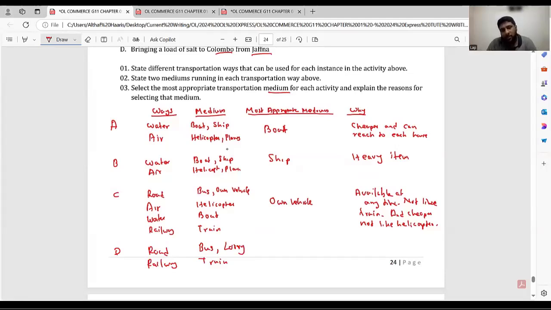So what is better, people? Load of salt. Either lorry or train is better. You can't send a load on a bus. If it is a small box, small package, you can put it on a bus and ask another person to get it from the bus stand, giving them the bus driver's phone number. Here, a load, no. So maybe train or lorry. Reason: load of salt.